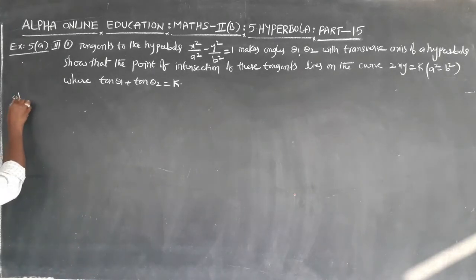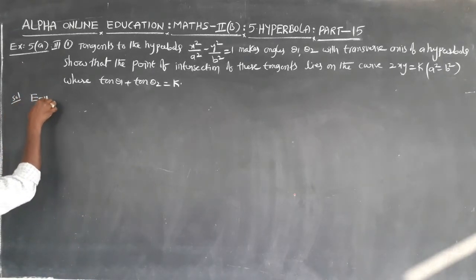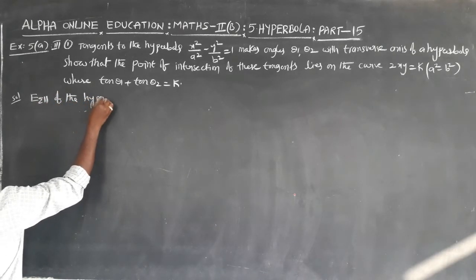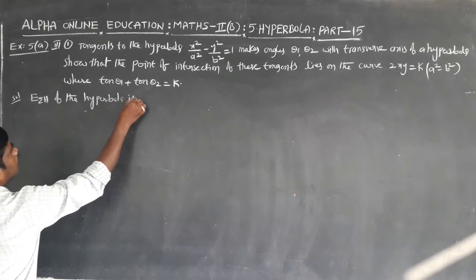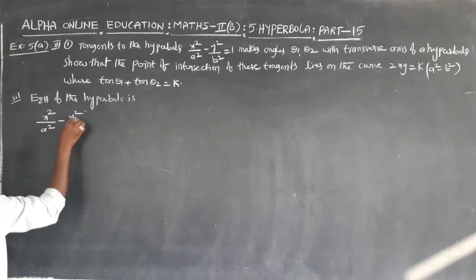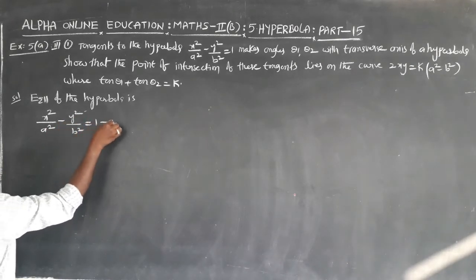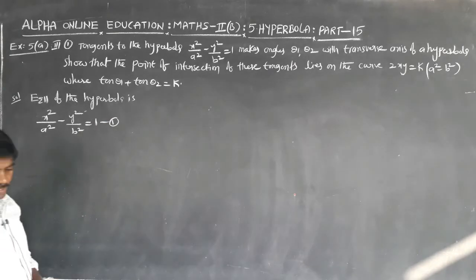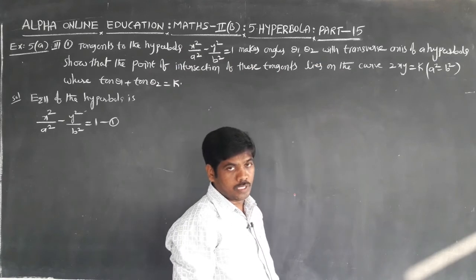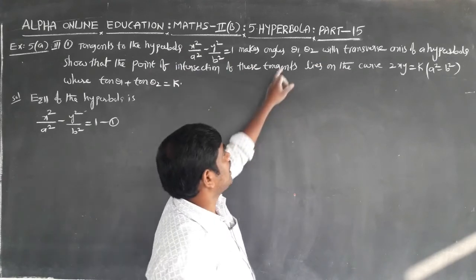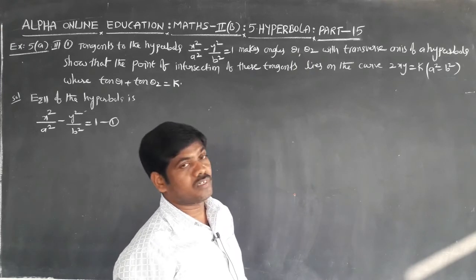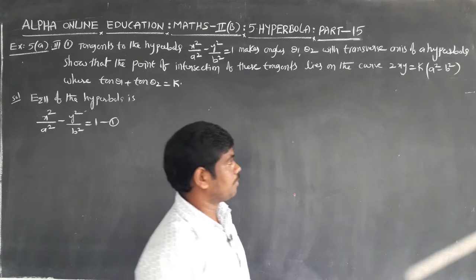Here the equation of the hyperbola is x square by a square minus y square by b square is equal to 1. Tangents are drawn to the hyperbola. These tangents make angles theta 1 comma theta 2 with the transverse axis of the hyperbola.